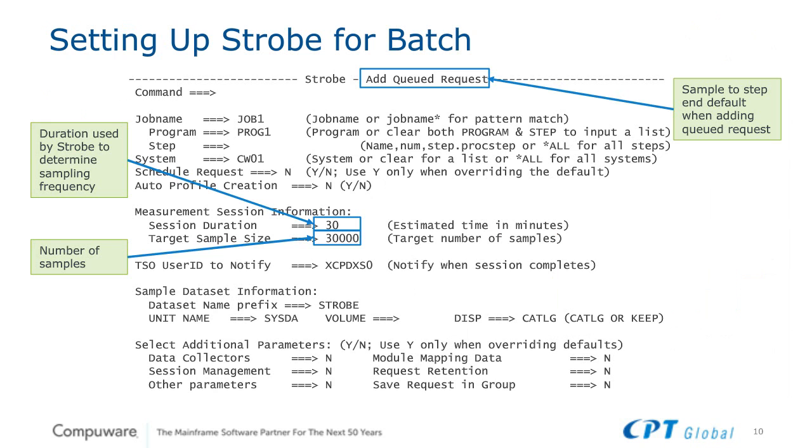Now, before we get to the results, let's have a look at how we set up Strobe. Setting up a Strobe for batch, I usually add a queued request. And the good news about queued requests is by default, they will Strobe and sample for an entire job step, which is really what I want to do. I want to have a look at the entire job step, not just a piece of it, so I can get an overview of the whole lot.